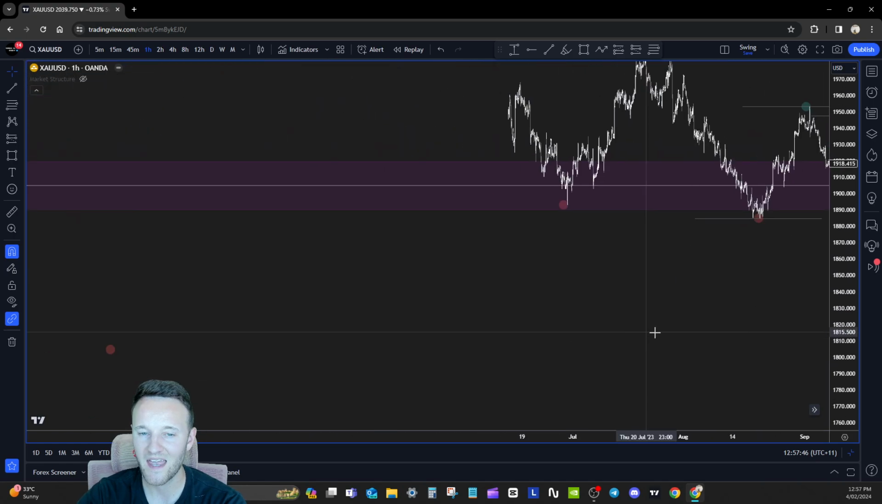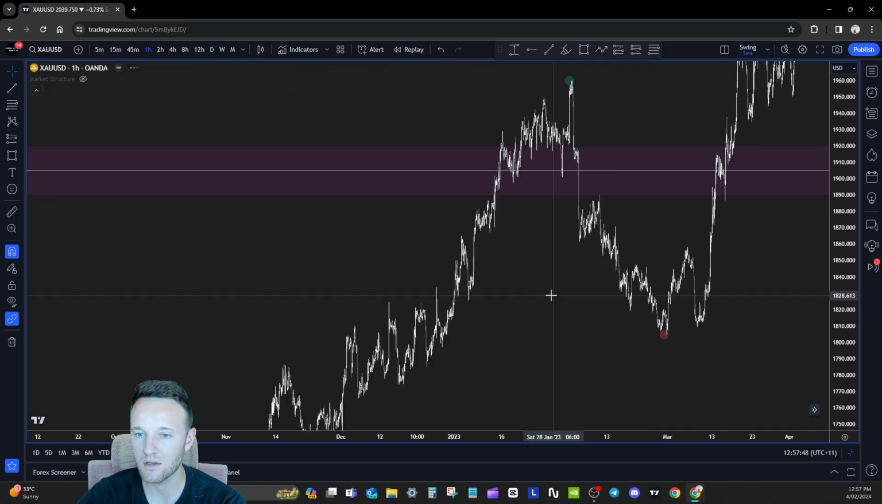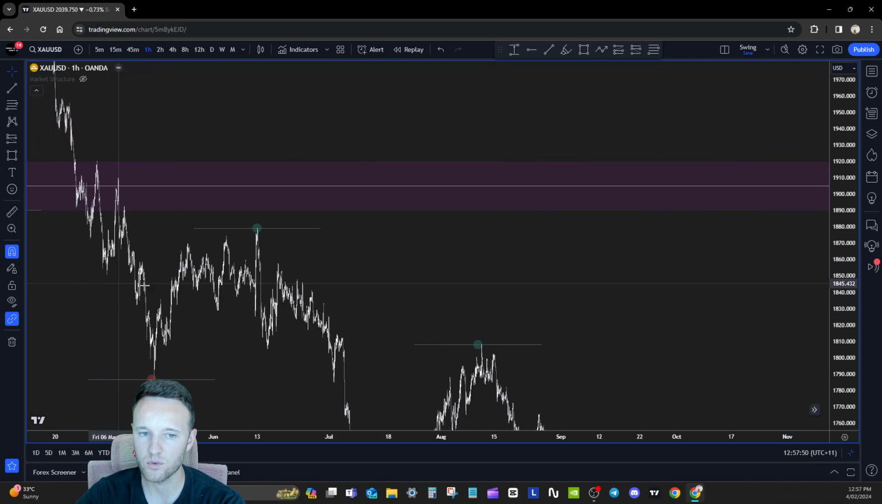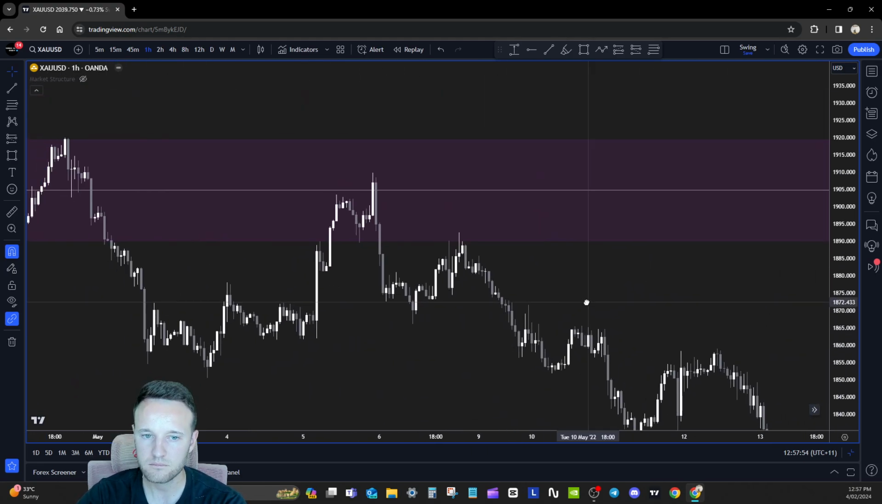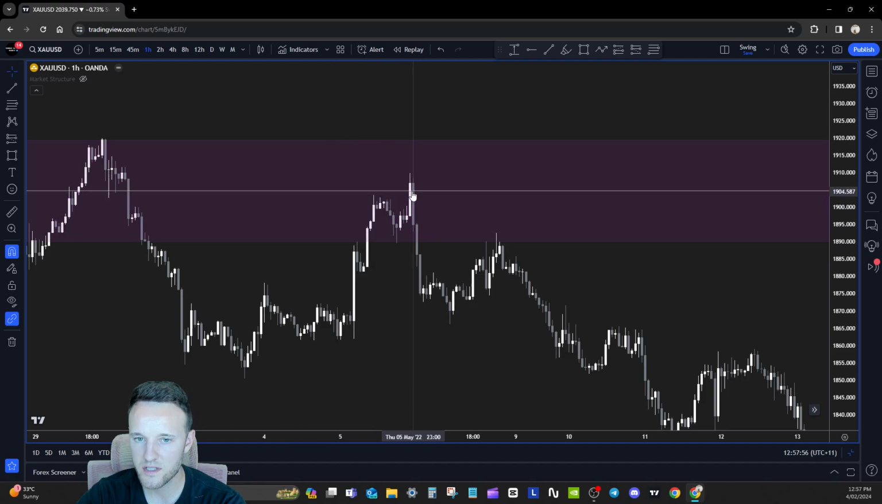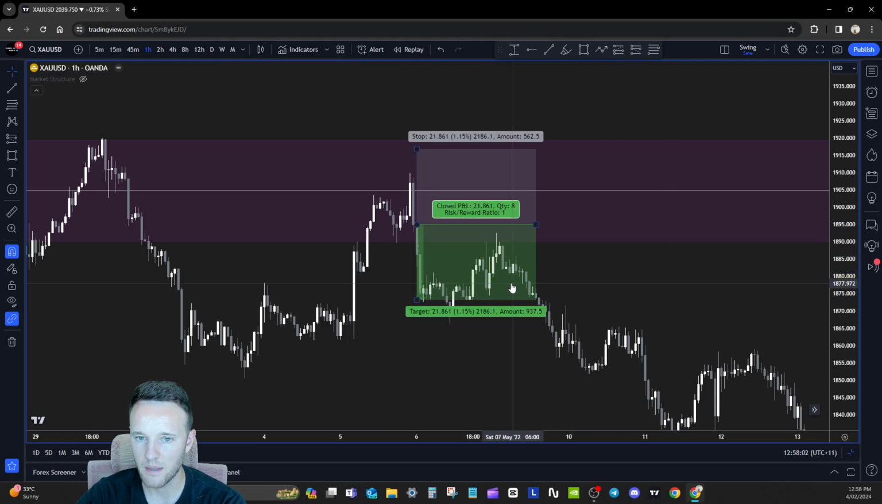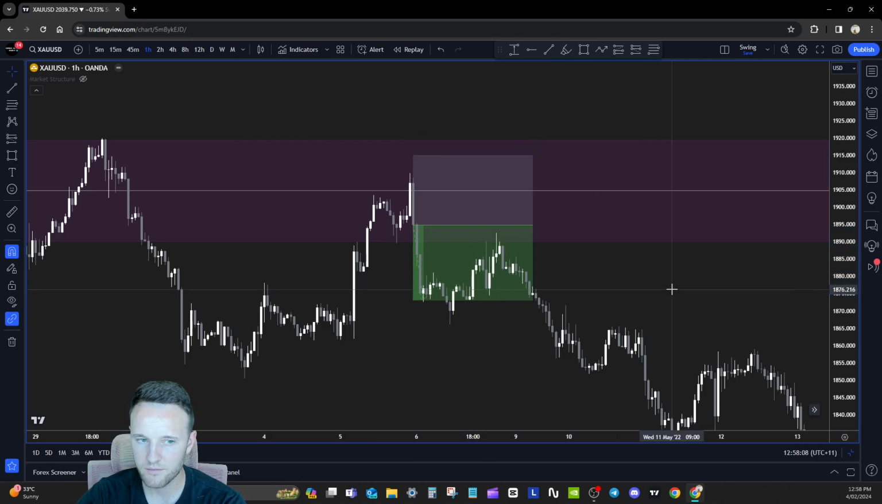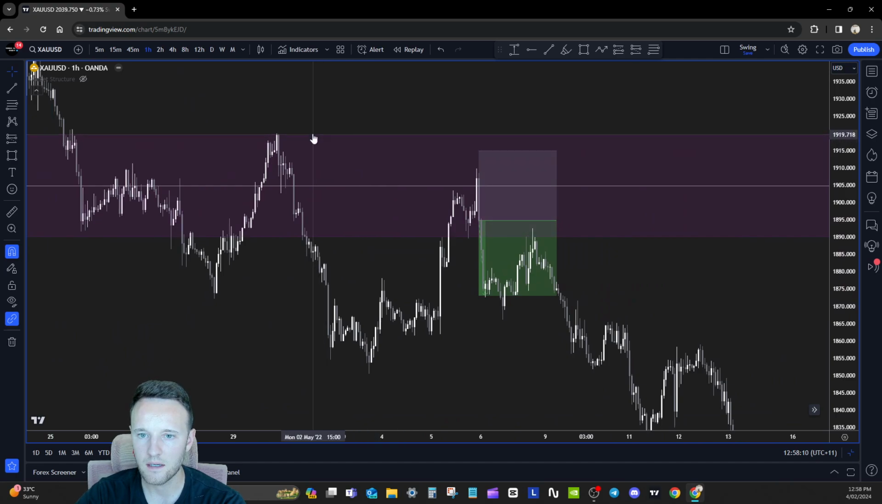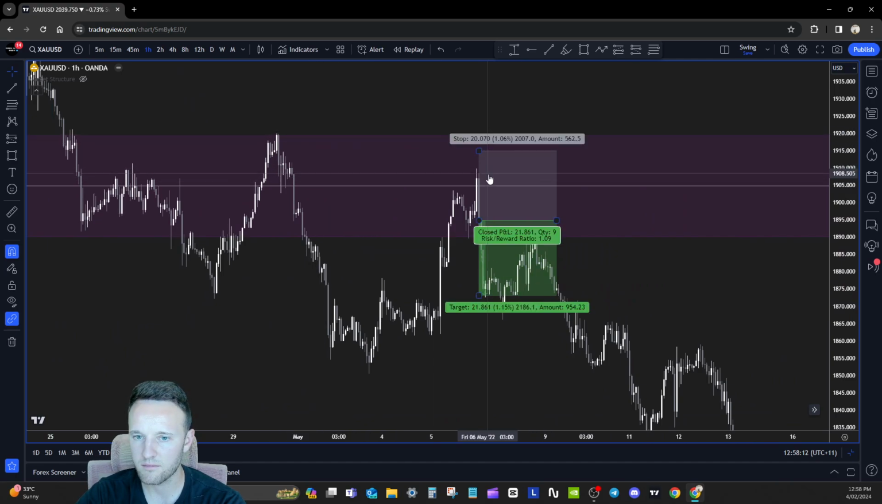I wouldn't suggest going any lower than the 1-hour time frame while looking for entries, because of course this is based off of the daily. And here you can see price reaches the midline of this zone, and you have a very strong bearish engulfing candle.